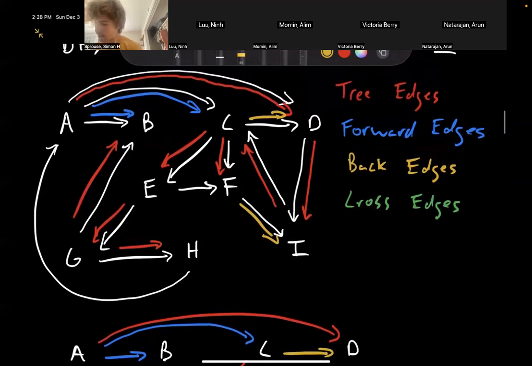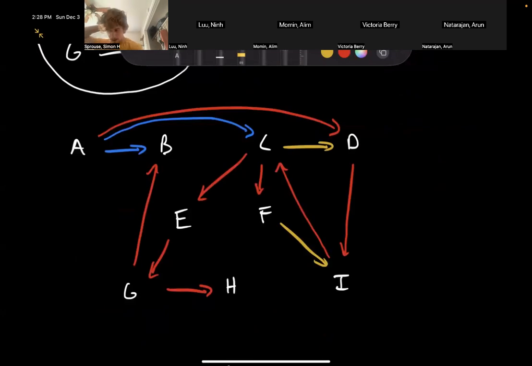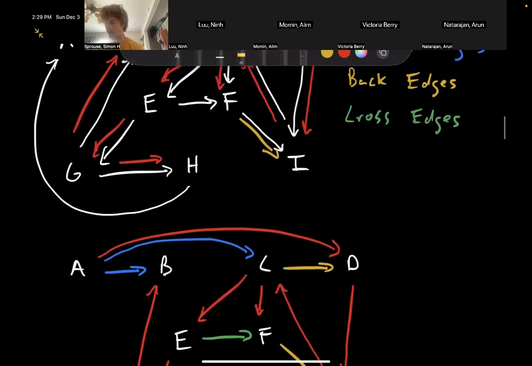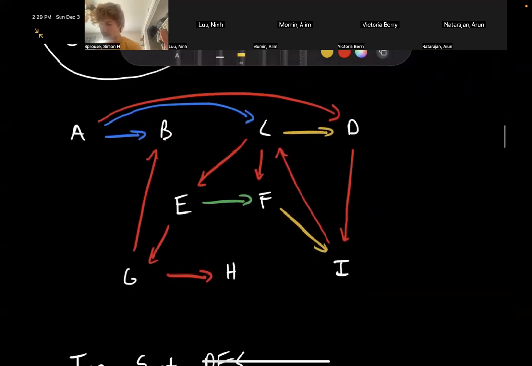Okay, E to F. It looks like you jump between two siblings, because if C is the parent node, then you're jumping from one of the children to the other. So I'm going to call that a cross edge. And then is that everything? No, it's H to A. And H to A, I think we can see that that's a forward edge.